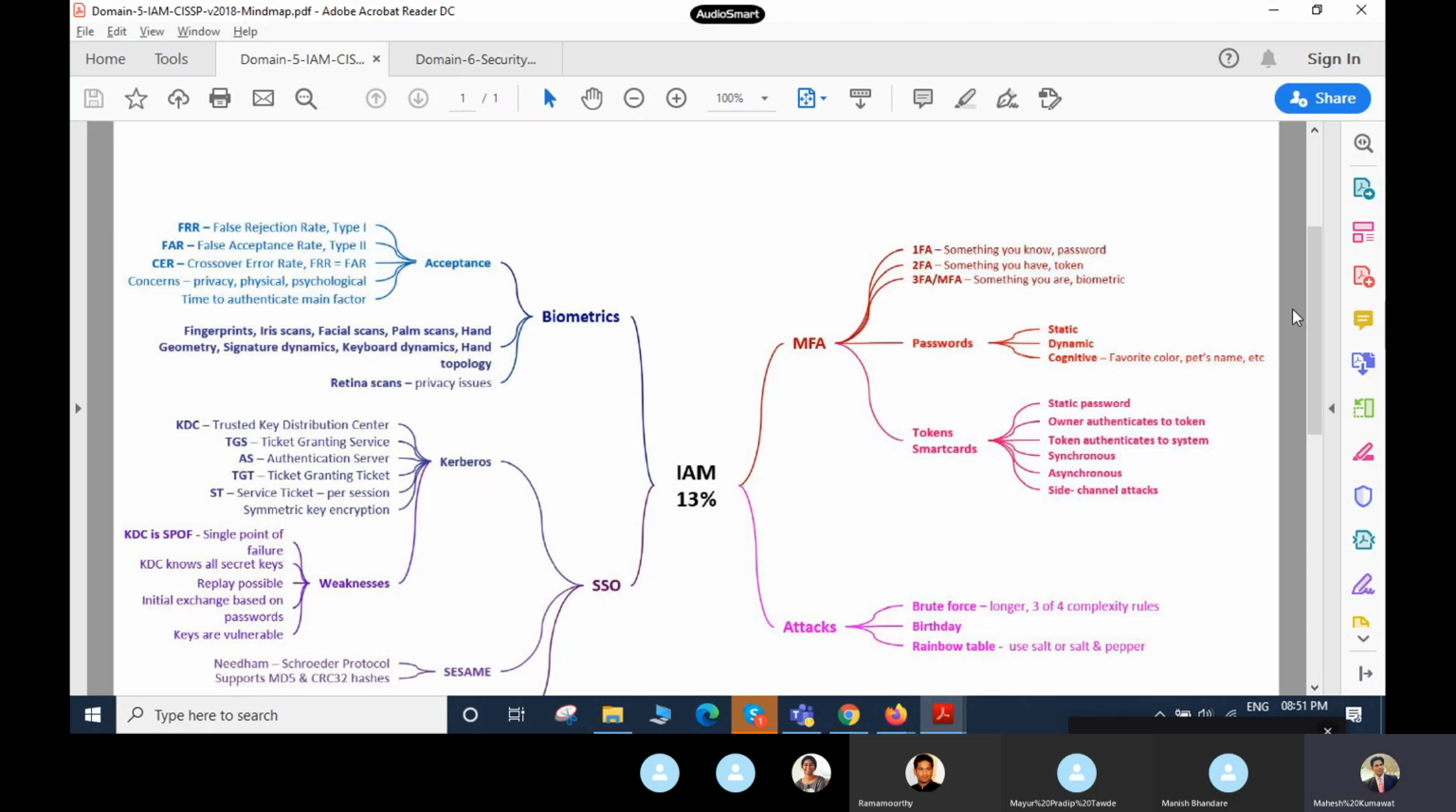Once we're talking about identity and access management, we're talking about multi-factor authentication, biometrics, SAML, and the different attacks and defense approaches. So you guys need to understand identity and access management very thoroughly.